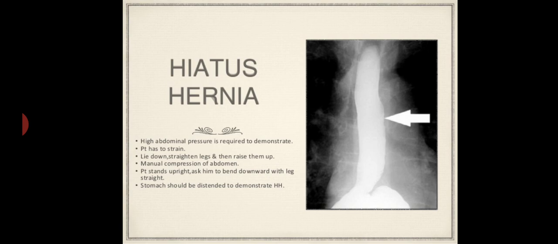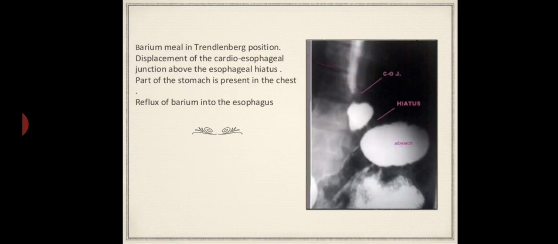Next is the hiatus hernia. High abdominal pressure is required to demonstrate it. The patient has to stand, lie down, straighten legs and then raise them up, with manual compression of the abdomen. Or the patient stands upright and is asked to bend downwards with legs straight. The stomach should be distended to demonstrate hiatus hernia. Barium meal in Trendelenburg position shows displacement of the cardioesophageal junction above the esophageal hiatus. Part of the stomach is present in the chest, with reflux of barium into the esophagus.